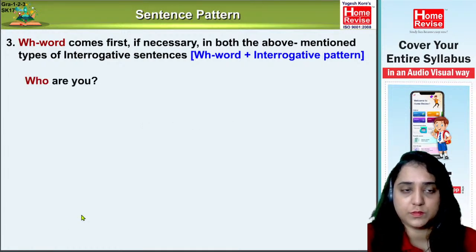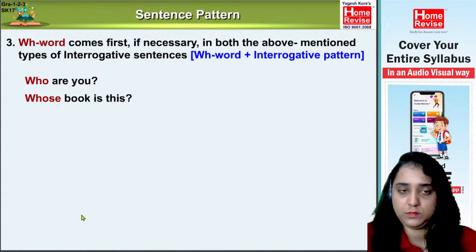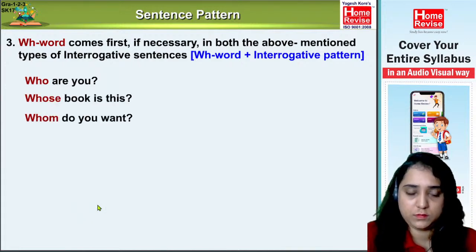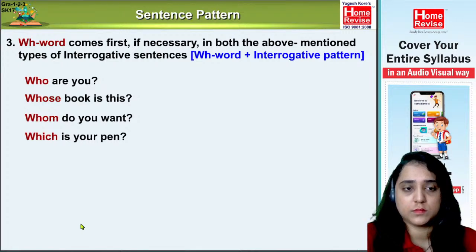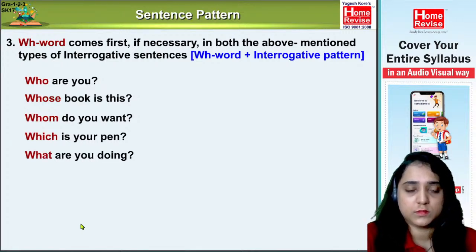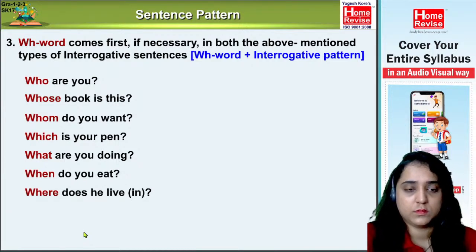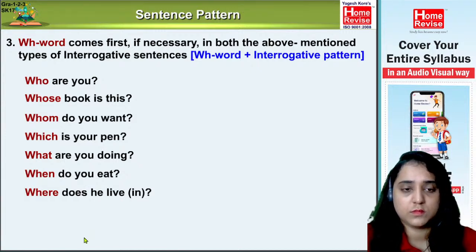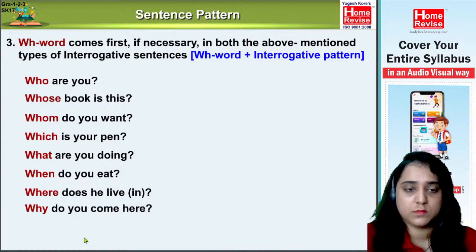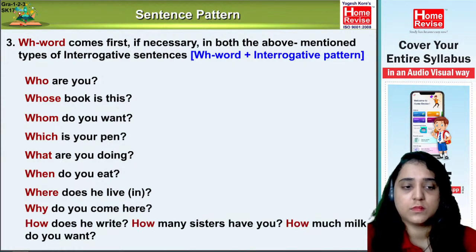Who are you? Whose book is this? Whom do you want? Which is your pen? What are you doing? When do you eat? Where does he live? In. In is implied but not asked. Why do you come here? How does he write? How many sisters have you? How much milk do you want?